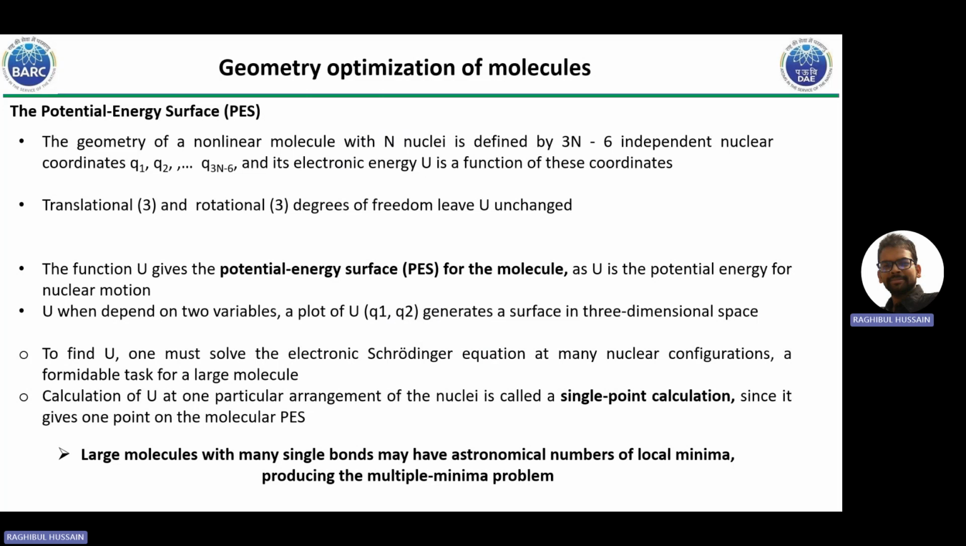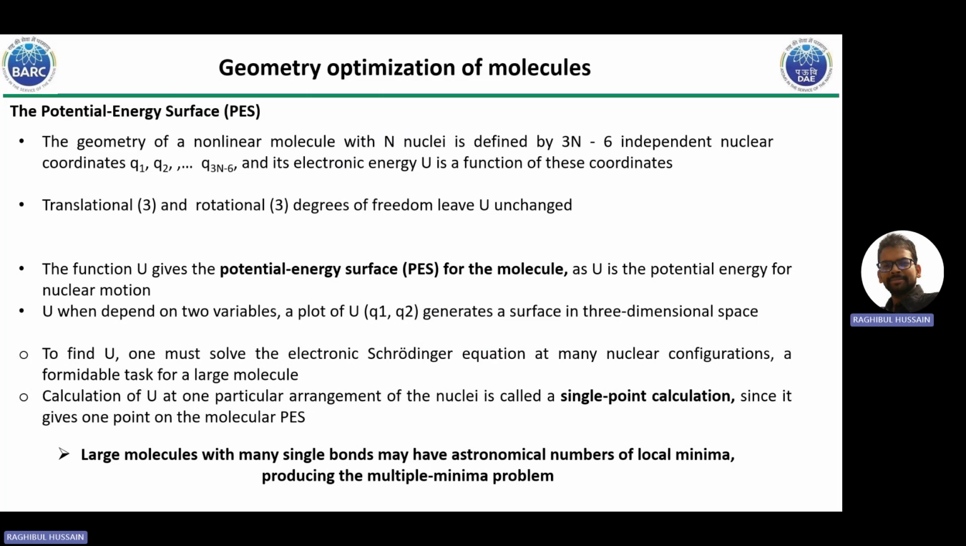Three only. 3N minus 6. N is what? N is 3. What N are you considering, degrees of freedom of what, nucleus or electron? Let us say, forget about that.